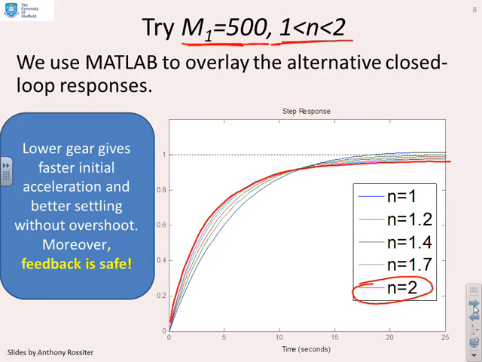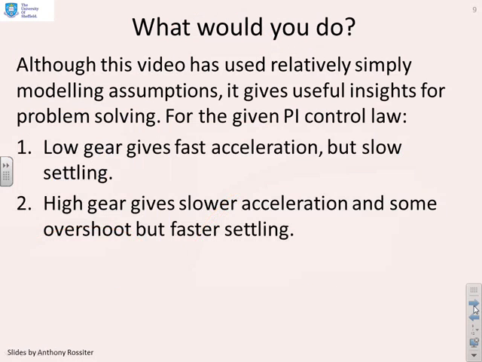So the interesting thing is, if the appropriate value for M1 is about half the original M, then actually using this original cruise control law is good enough. And again, you notice the feedback is still safe. Now, what would you do? Although this video has used some relatively simple modelling assumptions, it does give us useful insights we can use for problem solving. So what did we notice about the given PI cruise control law?